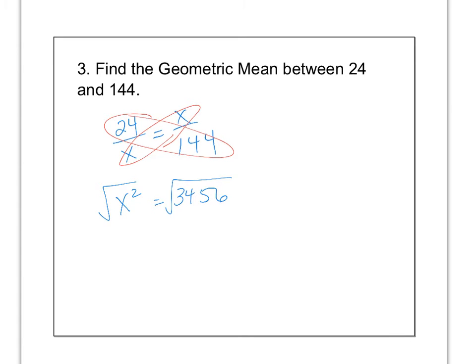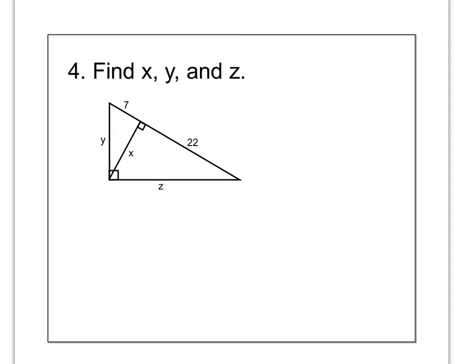The square root of x squared is just x. And then I'm going to have to type in second and then the x squared button to get the square root. So the square root of 3,456 is approximately 58.79 if we rounded it. So 58.79 is the approximate geometric mean between 24 and 144. Awesome. Last one, number 4.